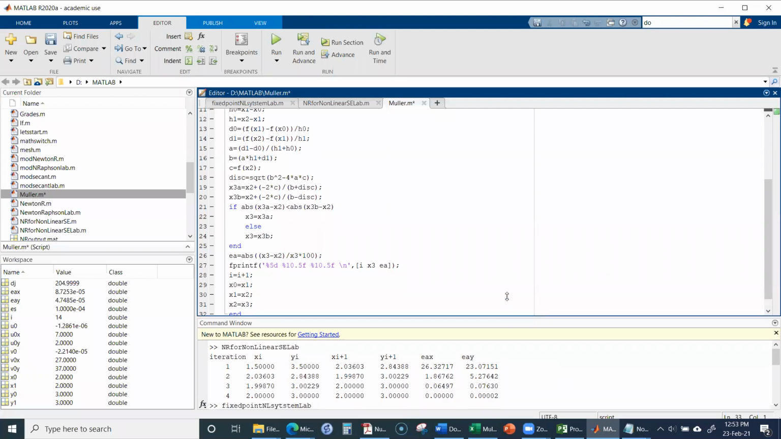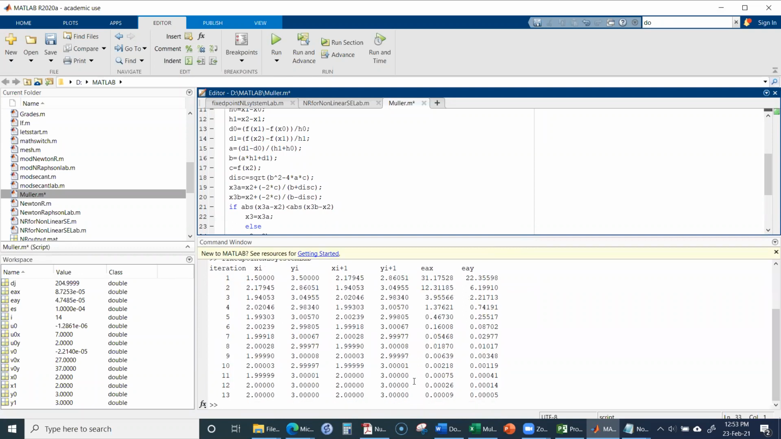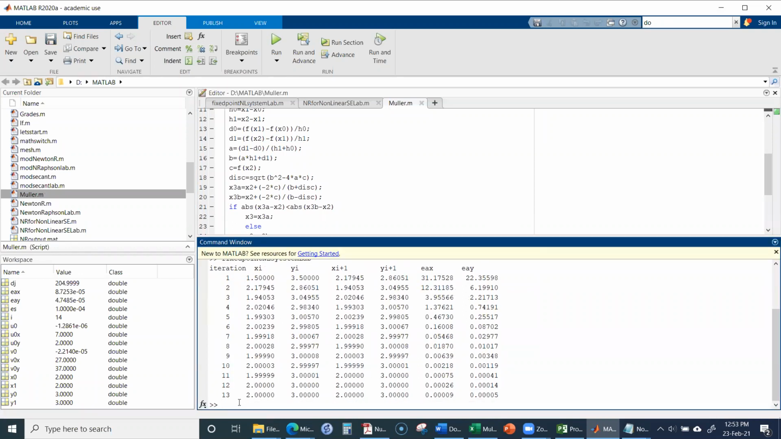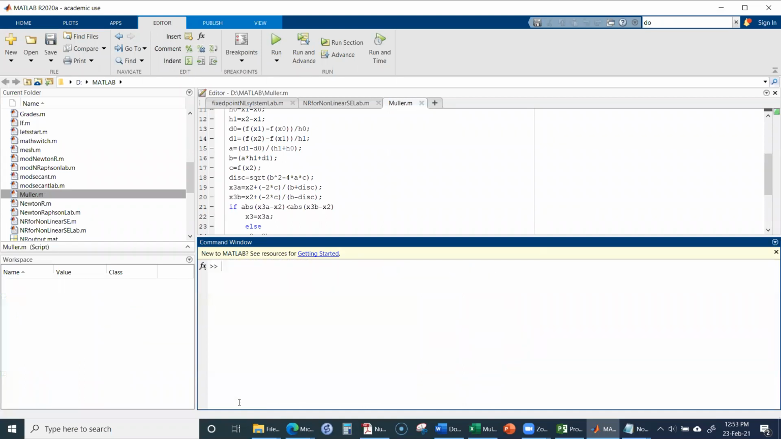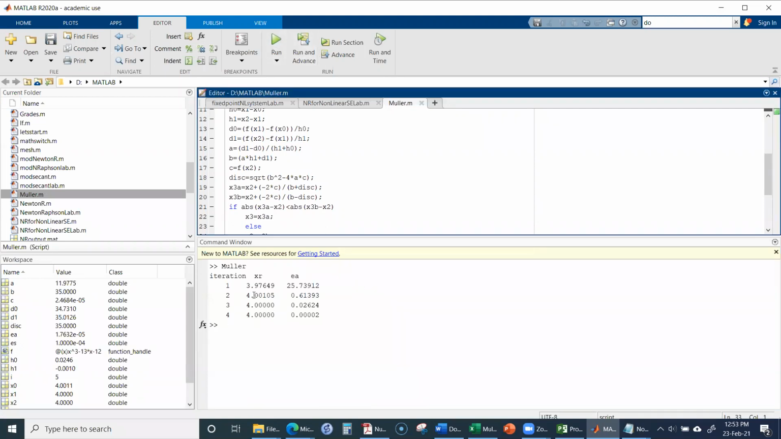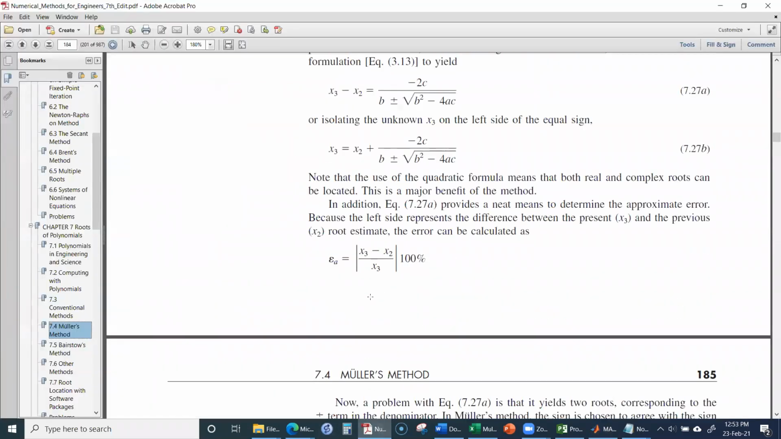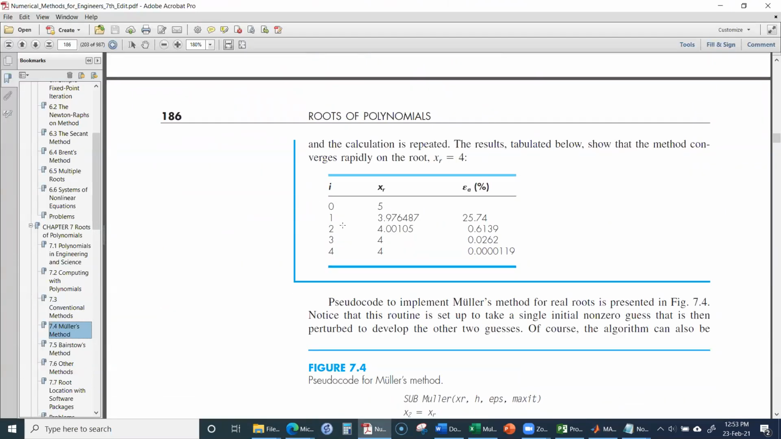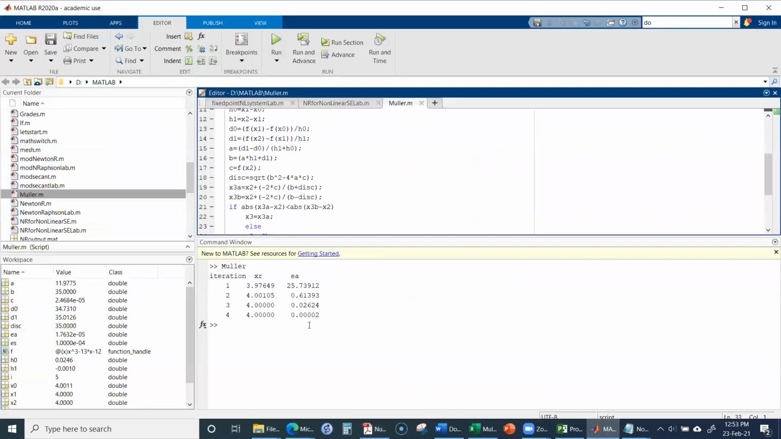So let's see, can we run this? We can run this script now. First of all, clear it, and now I run the script. Very quickly it gives us these values, which are the same values we obtained in this question. From 3.97 to 4, and then 4, with an error of 25. Yes, 3.974, the error of 25, and it has converged relatively quickly.